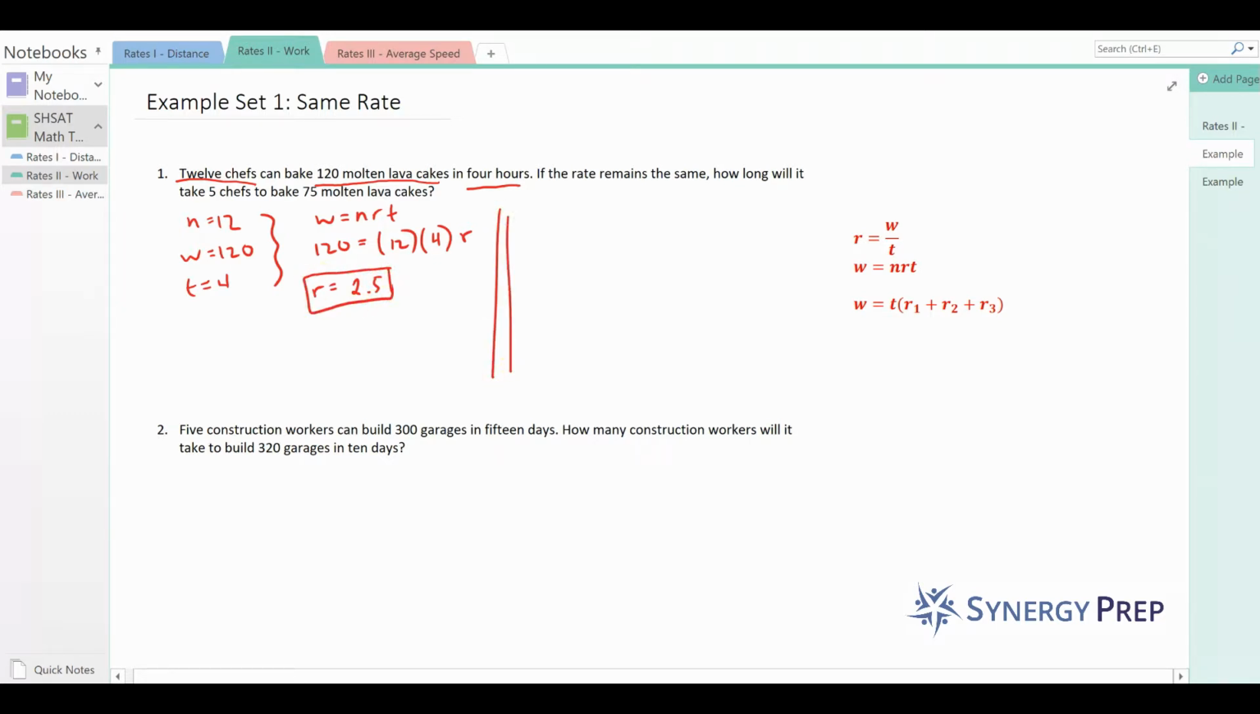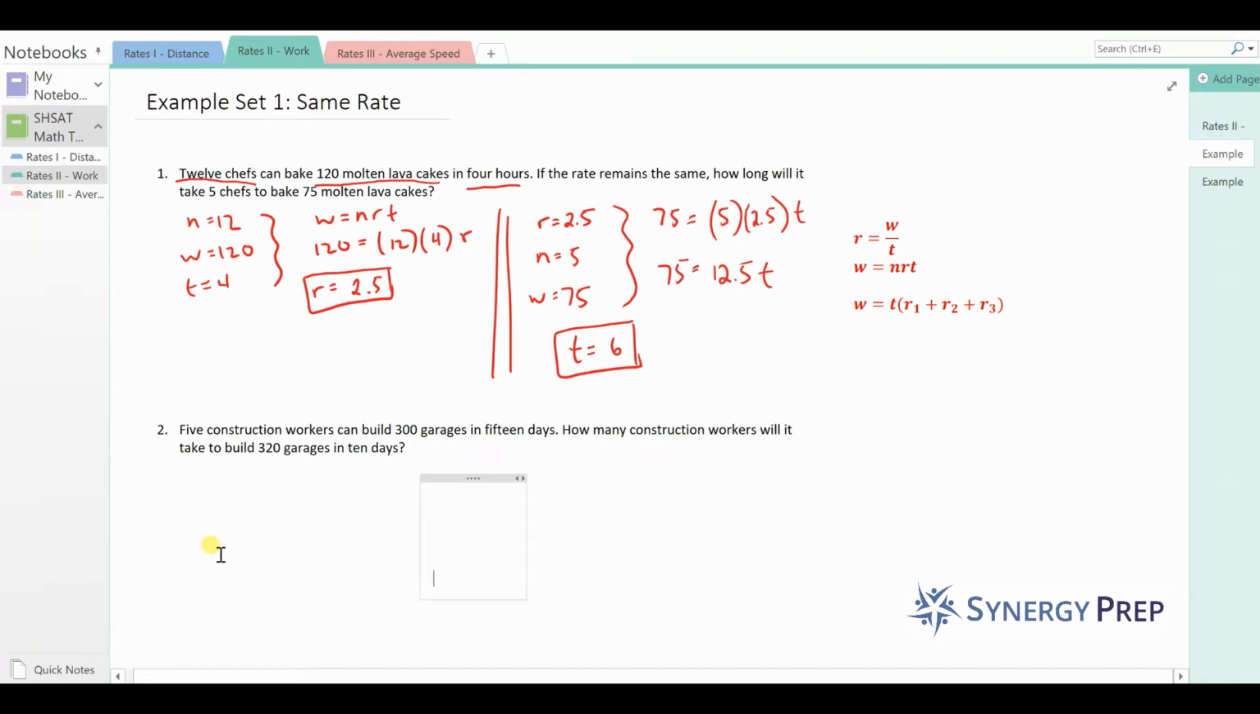Now with this information, we can solve the next part. If this rate remains the same, so the rate's going to stay as 2.5, how long will it take 5 chefs to bake 75 molten lava cakes? So N is now 5, and W is equal to 75. Let's do the math. 75 is equal to 5 times 2.5 times T. So we have 75 is equal to 12.5 T. And if you do the math, 75 divided by 12.5 gives us 6 hours. That's our final answer. It's as simple as that. We solve for the rate, and that's it.